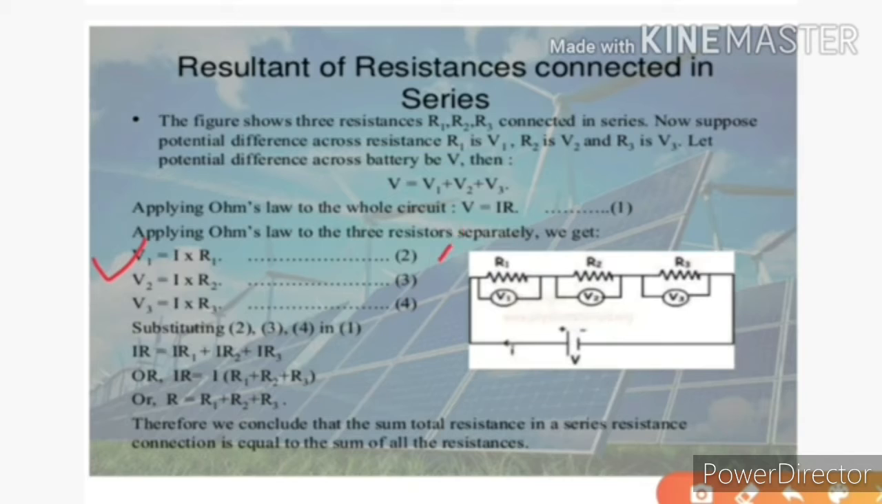Now similarly we can say potential difference V2 is equal to IR2. Current is the same, I, across resistor R2, and potential difference V2 becomes IR2. This is our equation third. Similarly, V3 is equal to IR3. The current I across the resistor R3 gives potential difference V3 equal to IR3. So V1, V2 and V3 are equal to IR1, IR2 and IR3 respectively.